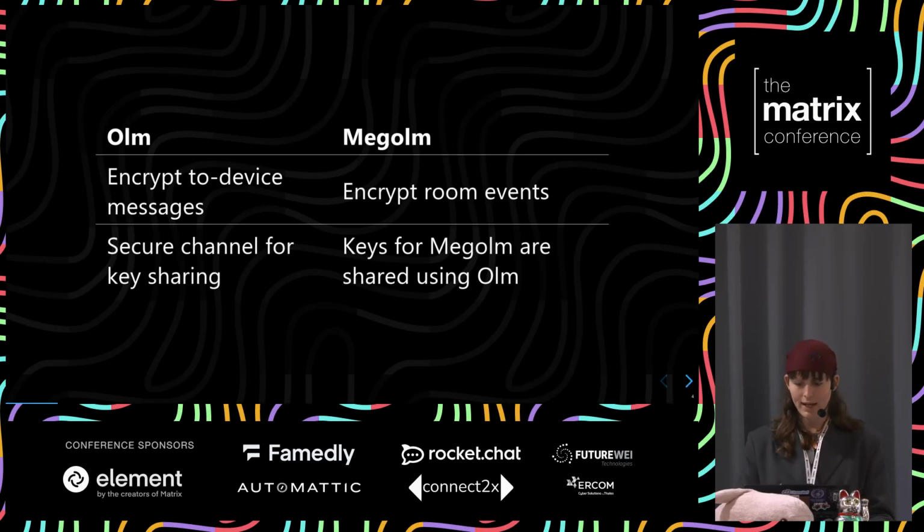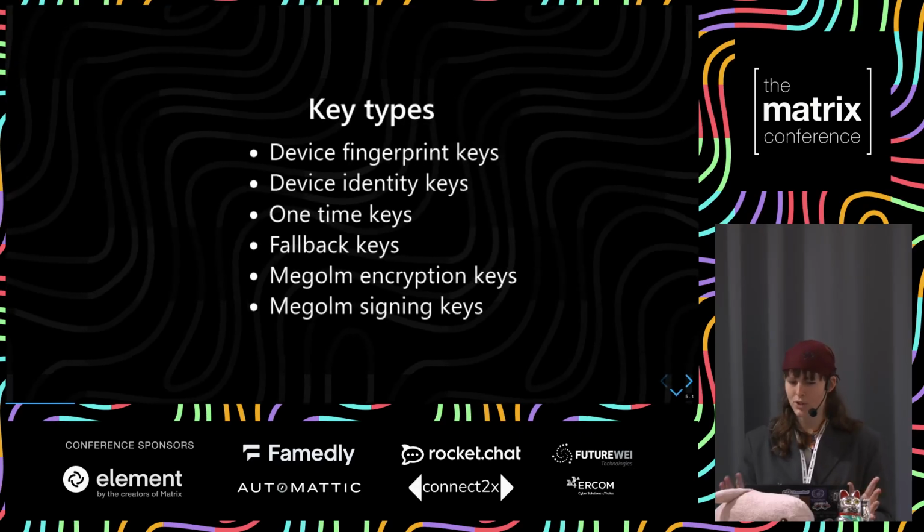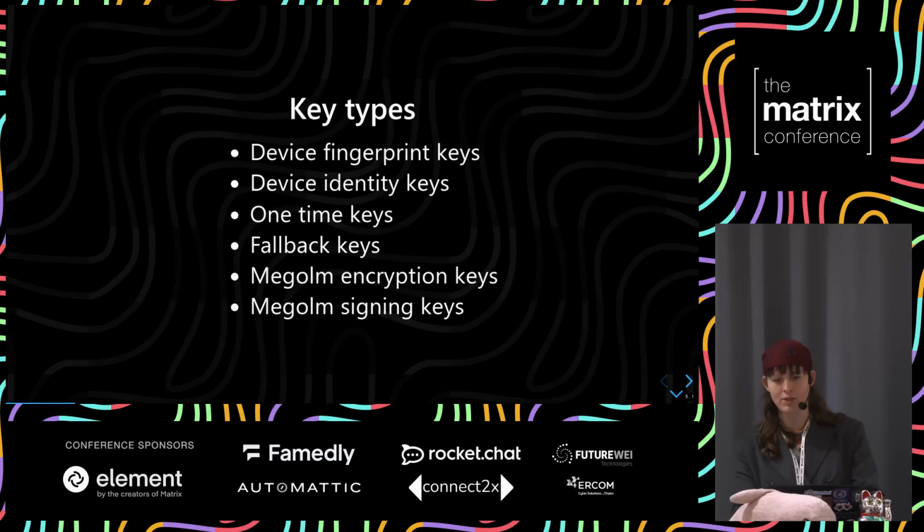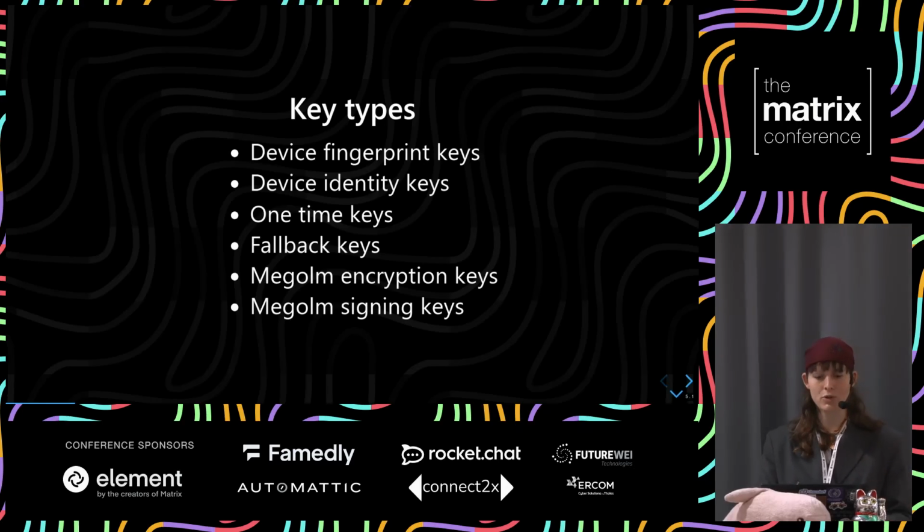When we're talking about Olm in Matrix, we have a bunch of different key types which have certain jobs they do, so let's have a look at the keys we have and what they do in encryption in Matrix. We have the device fingerprint keys, device identity keys, one-time keys, fallback keys, Megolm encryption keys, and Megolm signing keys. So that's basically the 6 primitives of keys we have in order to send end-to-end encrypted messages on Matrix using Olm.